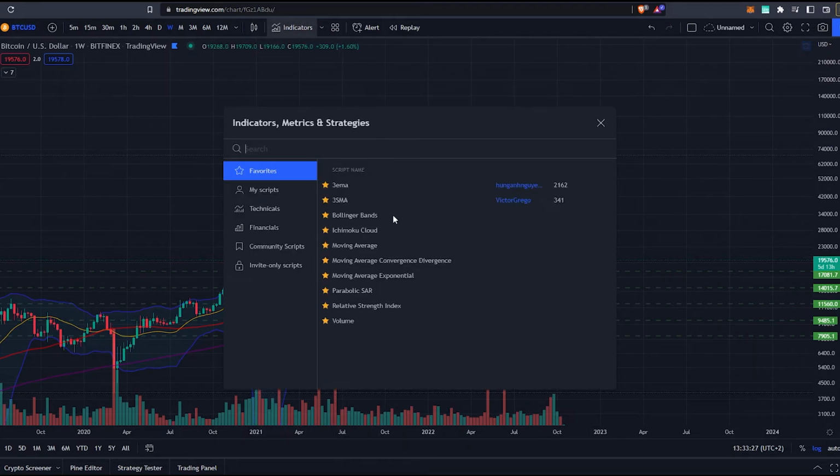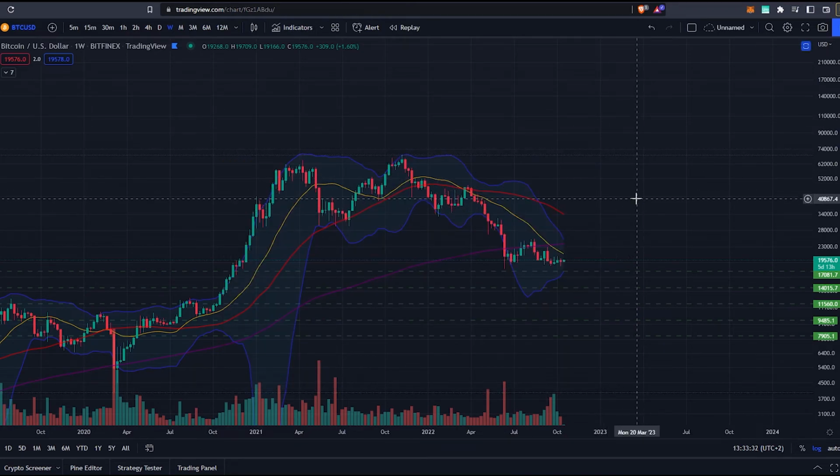Besides that, we also have some other indicators, but we are not going to be going into that at this moment. So for now, you would like to take a look at the 50 and 200 moving average, the moving average convergence divergence, the volume, and the Bollinger Bands.